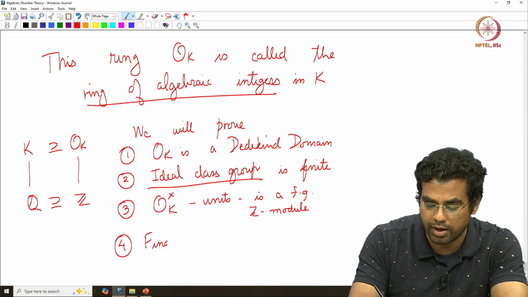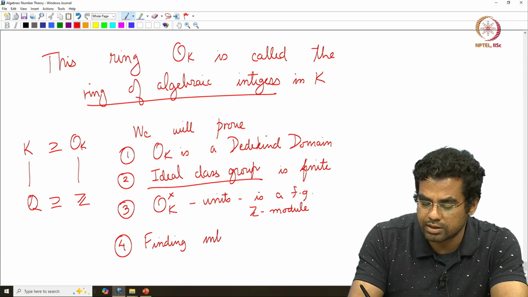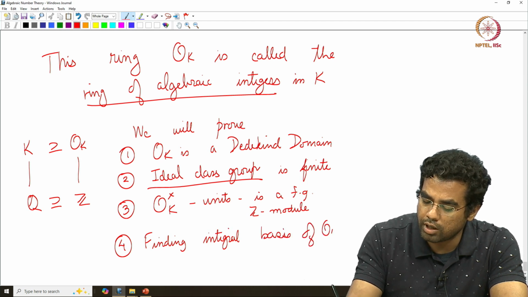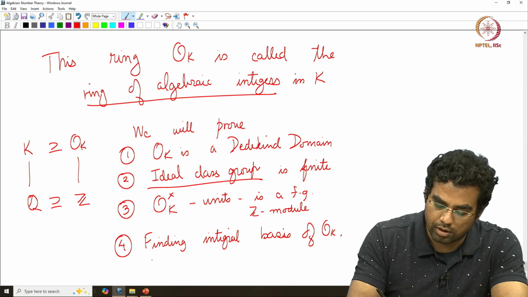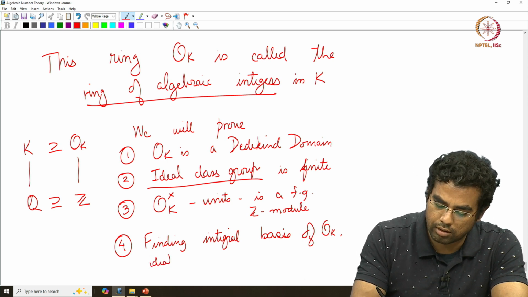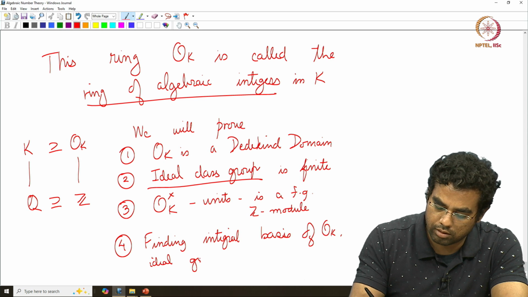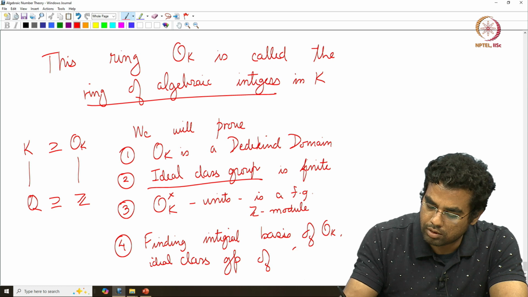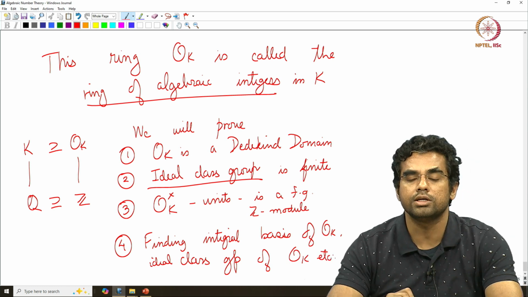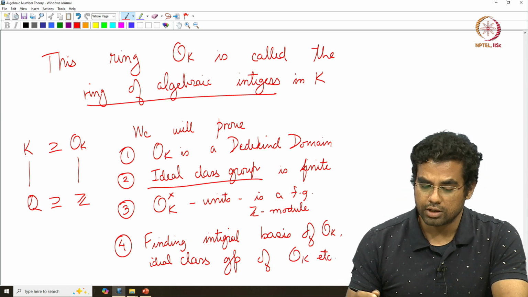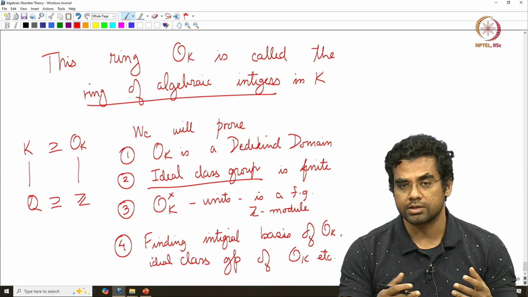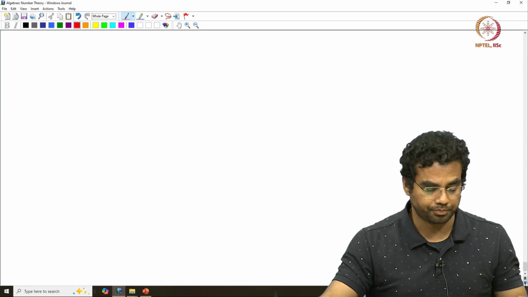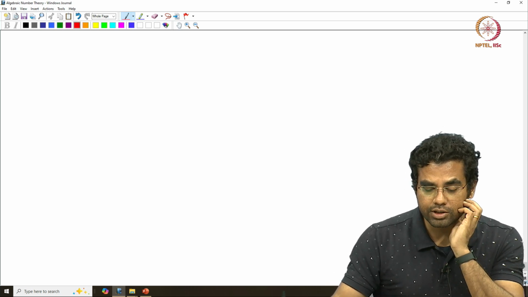So, for example, finding an integral basis of O_K, the ideal class group of O_K, etc. Okay, so, we will look at all these things over this course. So, our main object of study is actually the ring of integers in a number field. Okay. All right. But we will have to look at some generalities first.